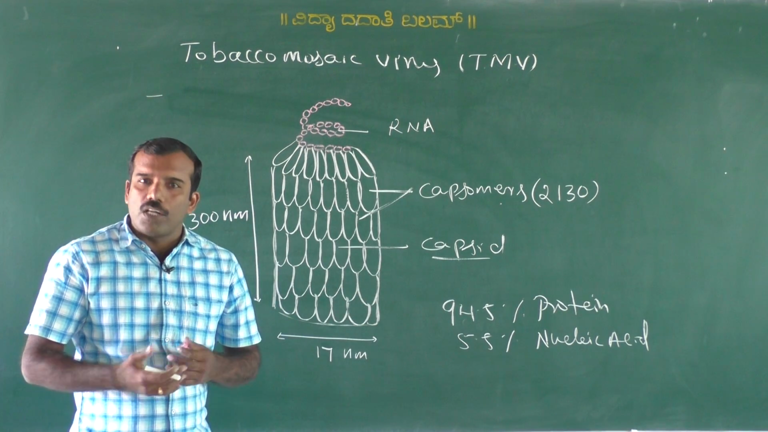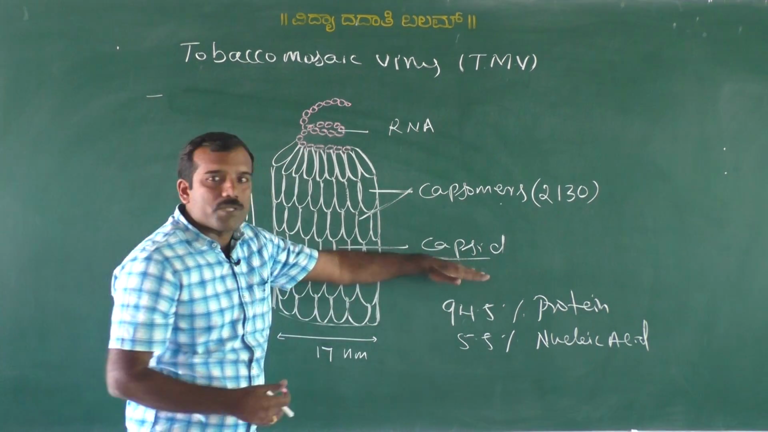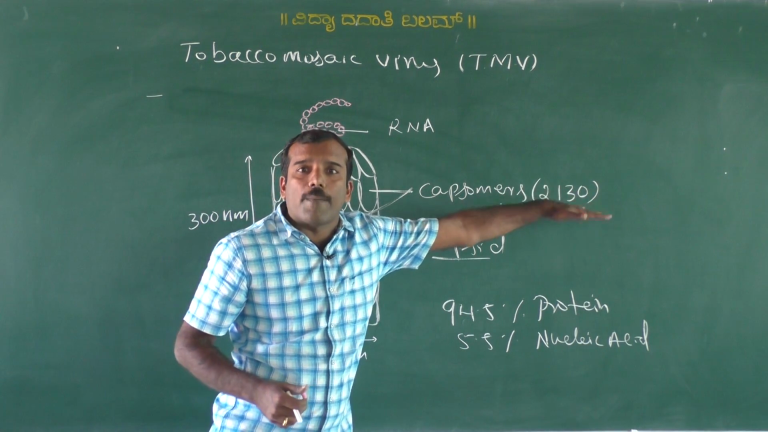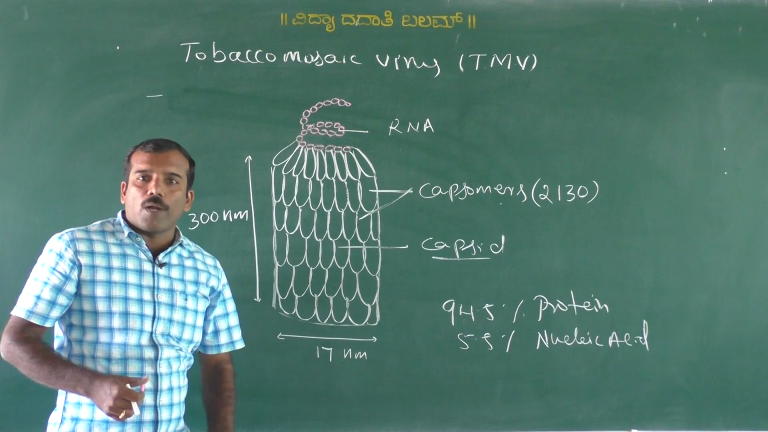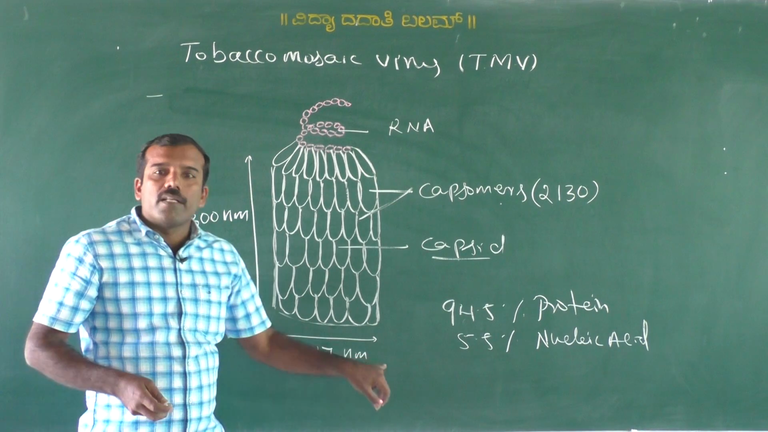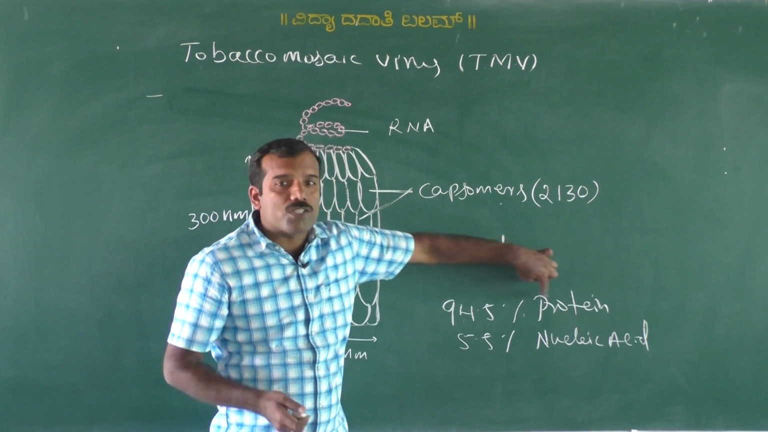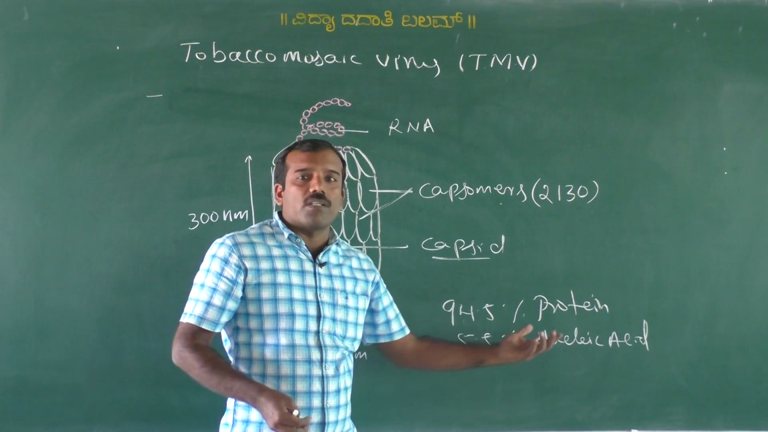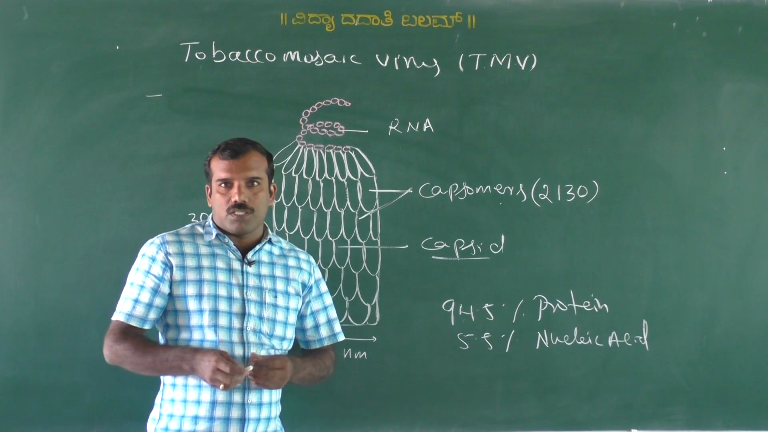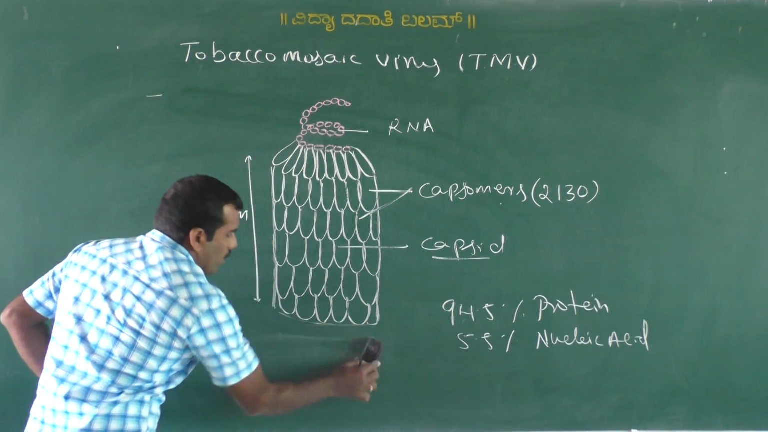So tobacco mosaic virus is cylindrical in shape, which consists of RNA and protein. The protein coat is called capsid. Capsid consists of a number of capsomers, that is about 2130 capsomers. The length of the tobacco mosaic virus is about 300 nanometer and the diameter is about 17 nanometer. This tobacco mosaic virus totally has 94.5% of protein and 5.5% of nucleic acid. This is about tobacco mosaic virus. Is it clear?